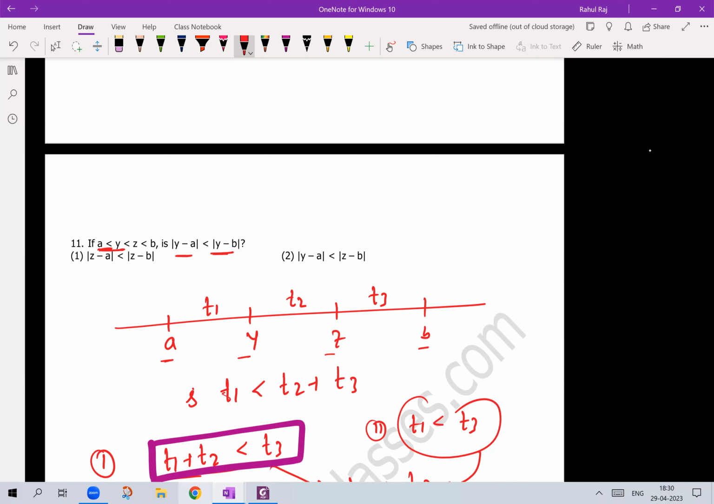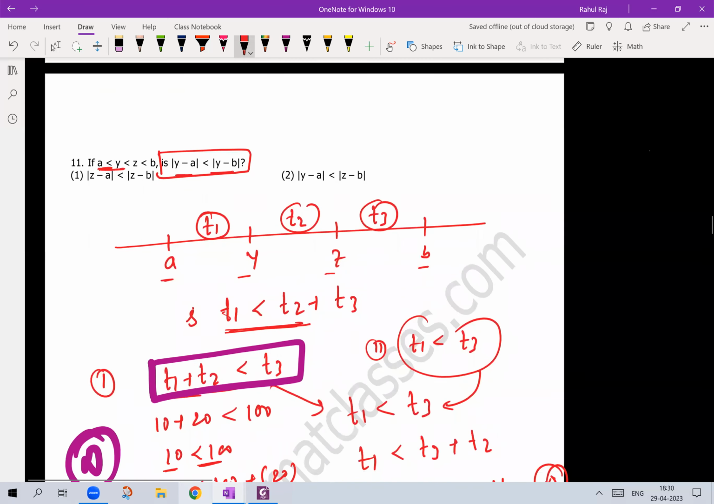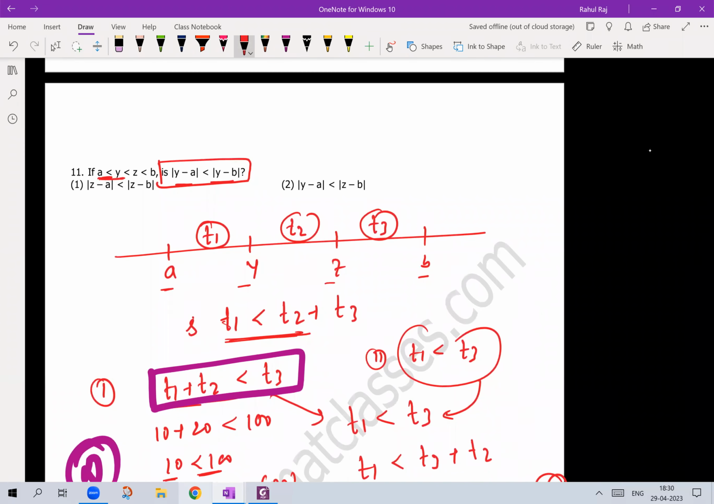My question is: what is |y − a| less than |y − b|? So what is |y − a|? It is t1, right? And |y − b| is what? It is t2 plus t3. So the question is t1 less than t2 plus t3. Understood. And option number 1, I have just done |z − a| is less than |z − b|.